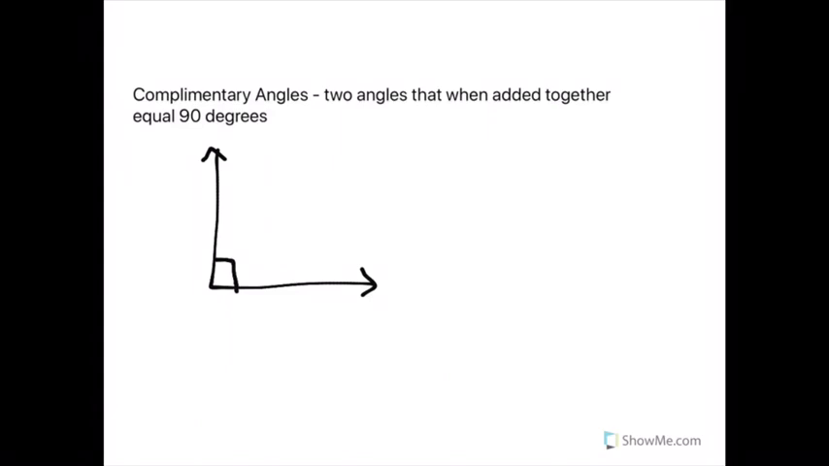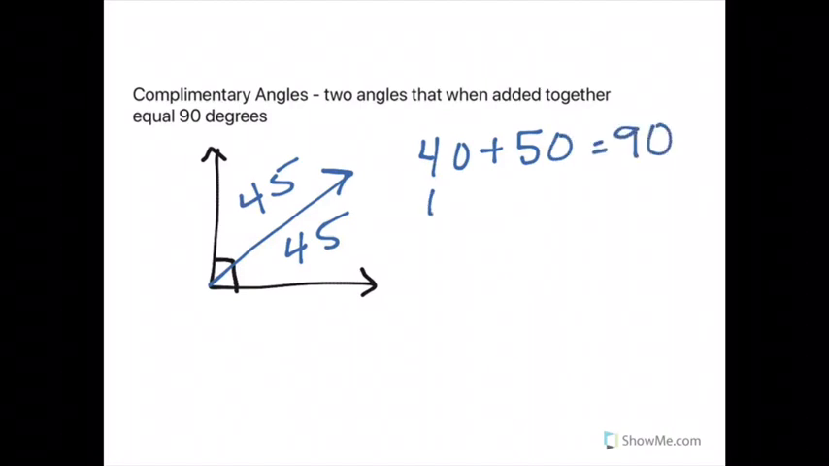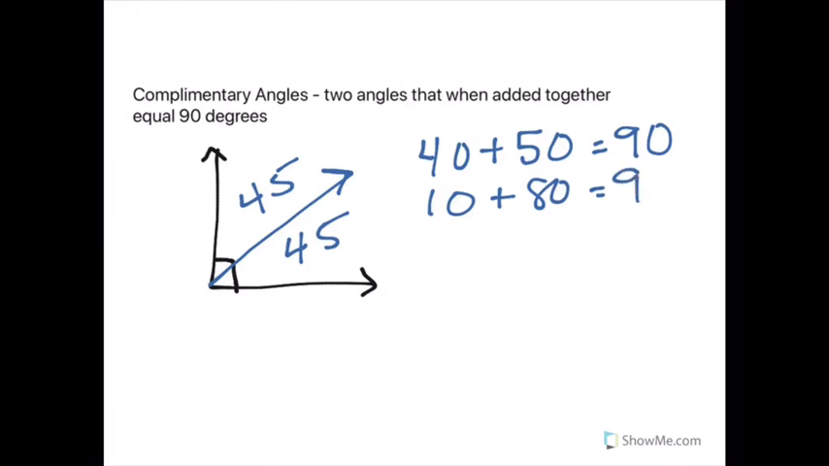So when we split this, if we split it in half perfectly, then we would know that this is 45 and this is 45, and therefore 45 and 45 are complementary angles because when they add up, they equal 90 degrees. But they don't have to be exactly 45 and 45. They could be 40 and 50, because 40 plus 50 equals 90. They could be 10 and 80. So just like with supplementary angles, they're just 2 angles that when added up create a value of a specific number. In this case, complementary means 90 degrees.